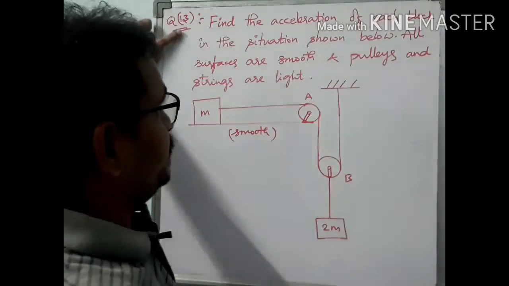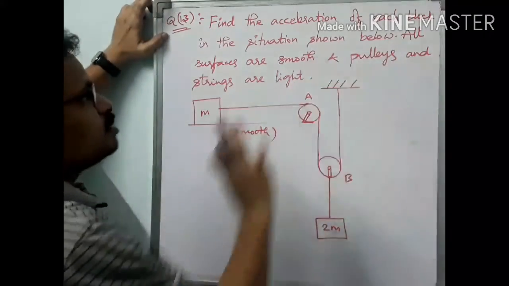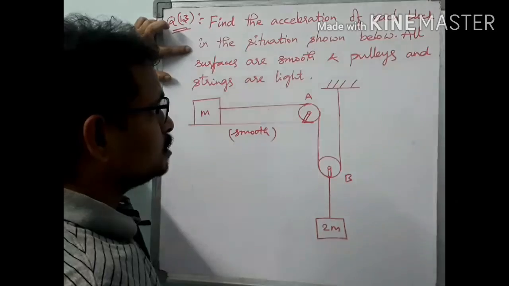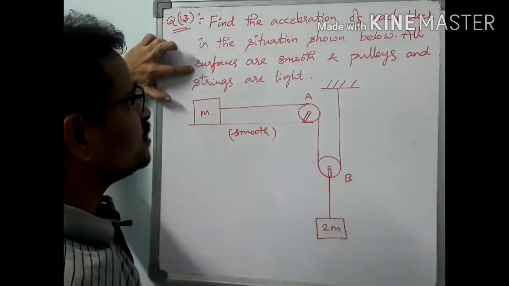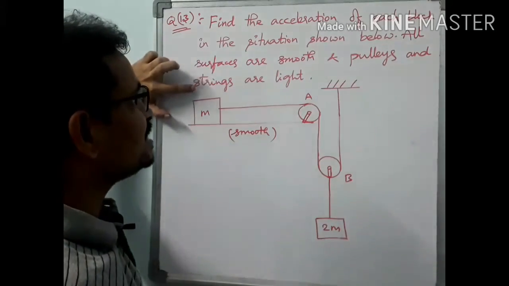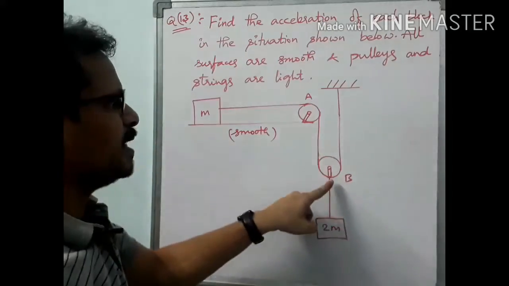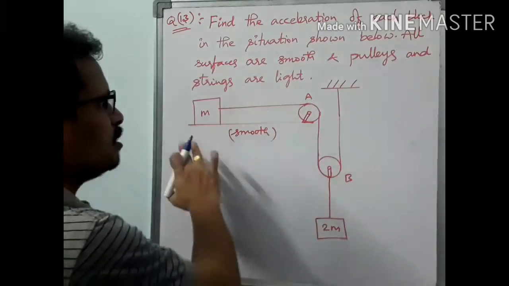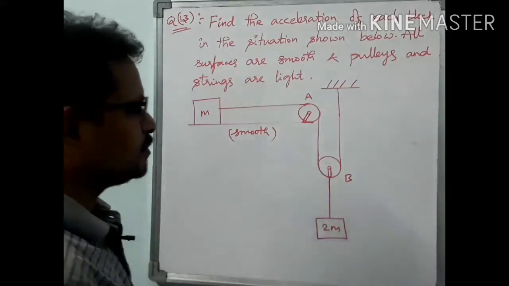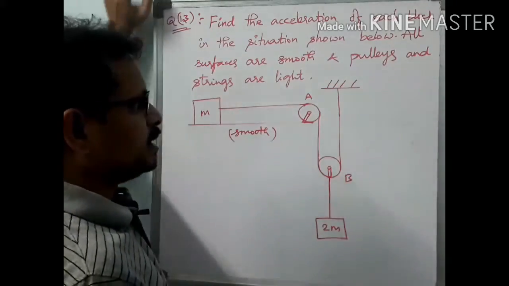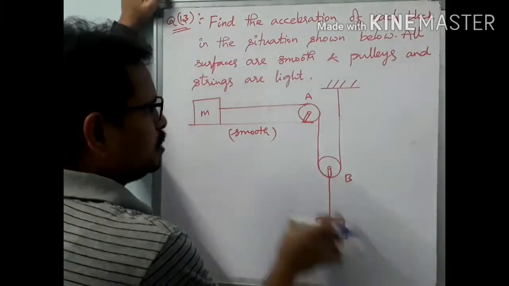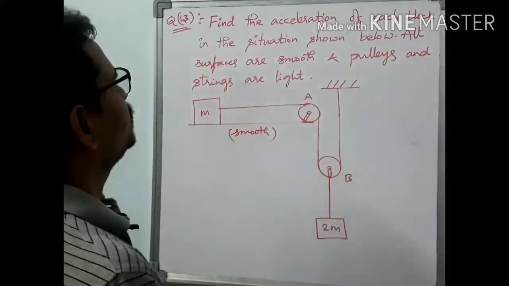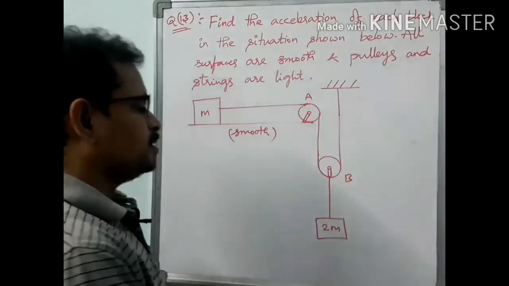Question is question number 13. Find the acceleration of each block in the situation shown below. All surfaces are smooth and pulleys and strings are light. Pulleys are light, strings are light, and all the surfaces are smooth here, right? So our target is to find the acceleration of this block and the acceleration of this block.